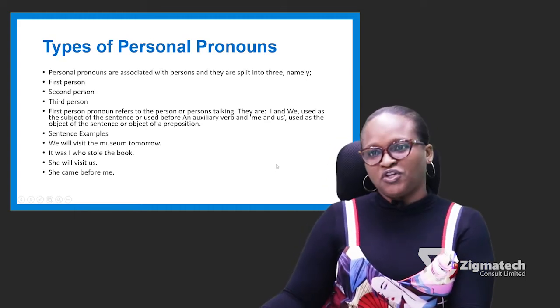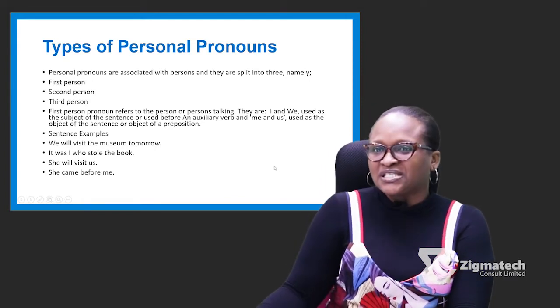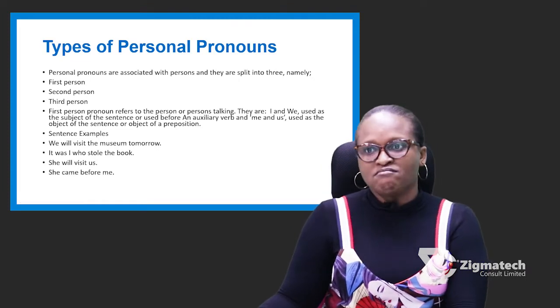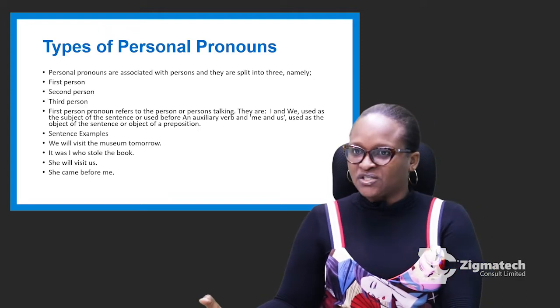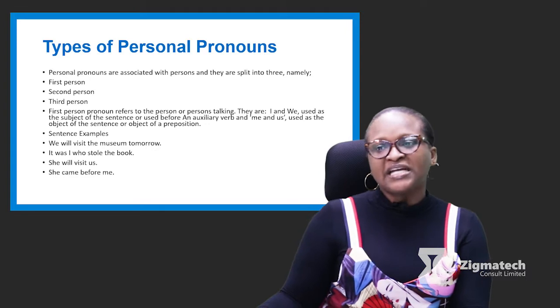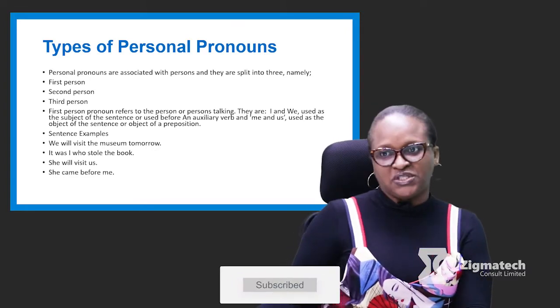Now, what is it about the first person pronoun? The first person pronoun refers to the person or persons that are talking. Now they are classified into subject first person pronoun and object first person pronoun. Aside from that, we also have the singular first person pronoun and the plural first person pronoun.